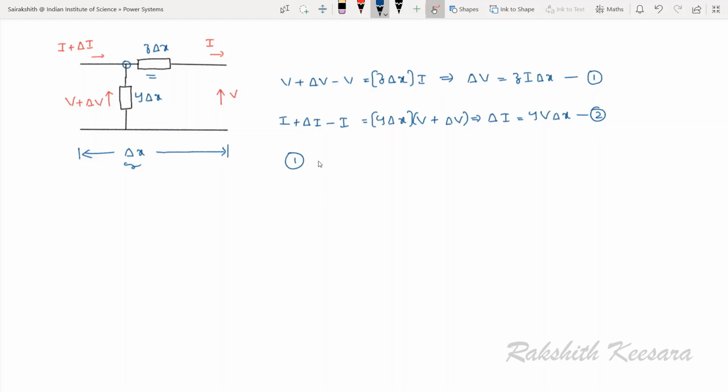From the first equation, what you will be getting is del V by del x will be equal to z into I. If this delta x tends to 0, then I can write this equation as dV by dx is equal to z into I.